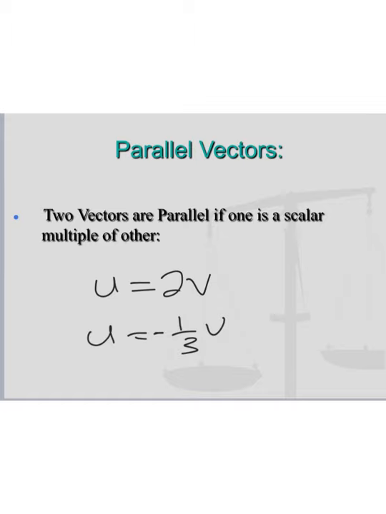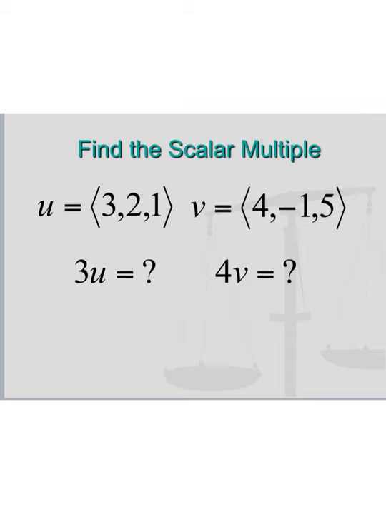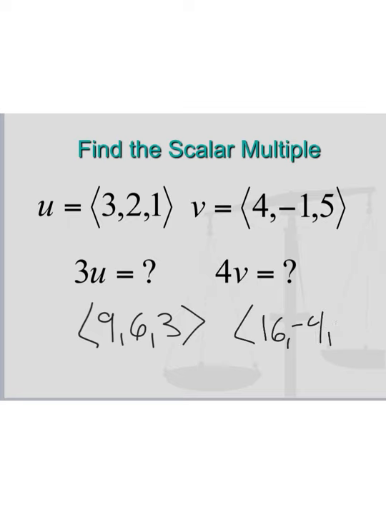still be parallel. For our examples here, I have u and v as the vectors 3, 2, 1, and 4, negative 1, and 5. We'd like to find 3u and also 4v. So I'm going to take my scalar and multiply by each component of the given vector. In order to find 3u, I'd multiply 3 by each component. And if we do that successfully, then we're going to get 9, 6, and 3. I'm going to do a similar action to find 4 times v. I'll take each one of my components and multiply them by 4. So again, doing that successfully would give me the vector 16, negative 4, and 20.